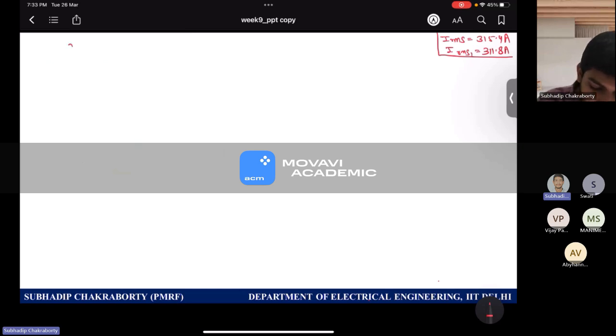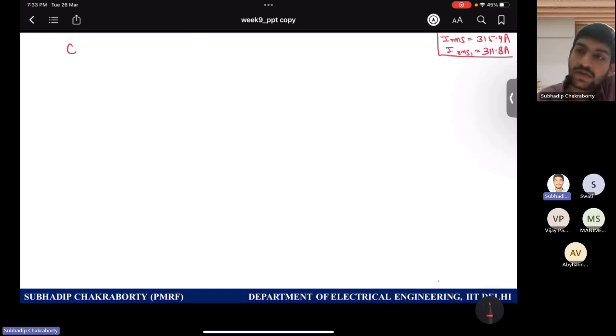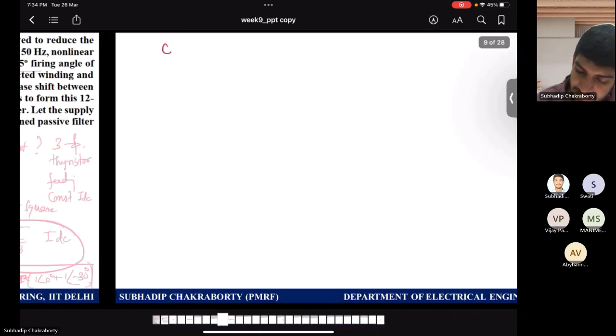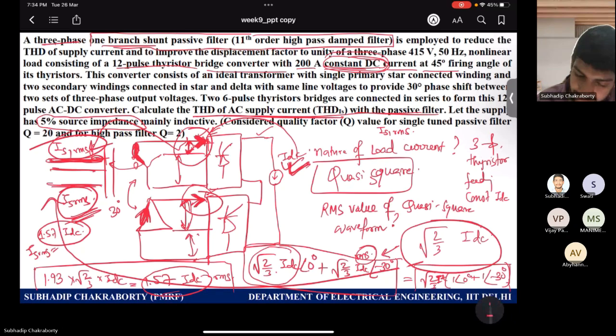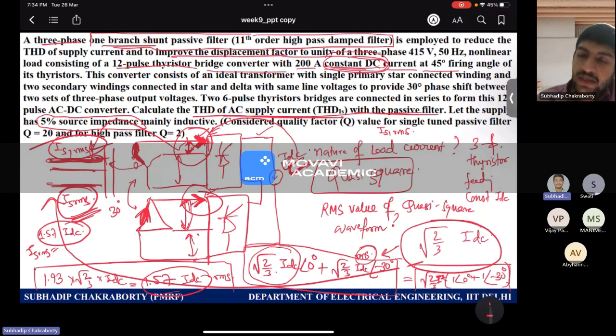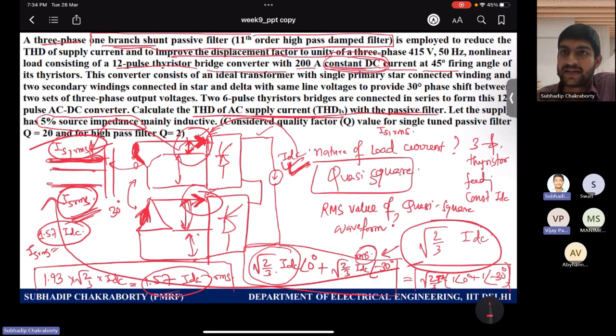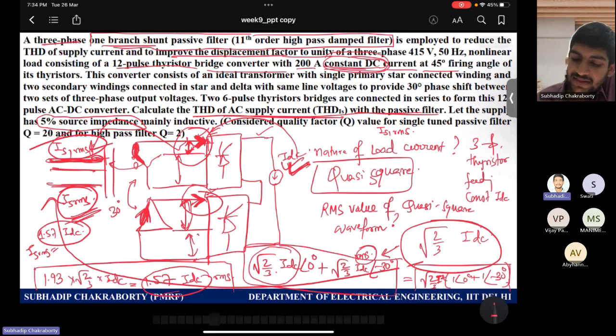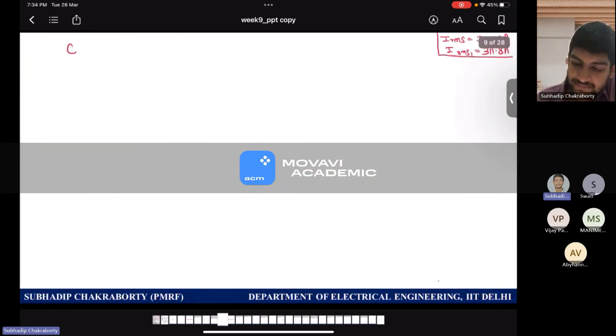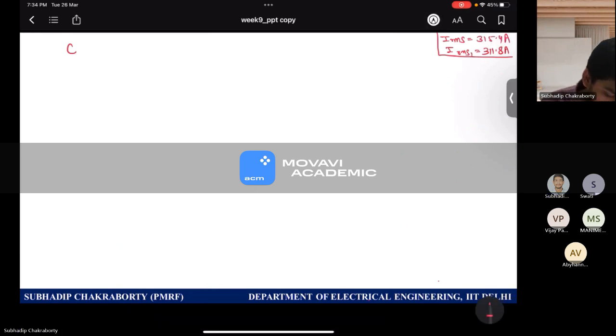So calculate what is the value of capacitance, because this branch is also providing reactive power compensation, right? If you read the problem, it says improve the displacement factor to unity. When they say displacement factor to unity, they inherently mean reactive power compensation, because there is no phase shift. What is displacement factor? Displacement factor is the cos of the angle between the fundamental of the voltage and current. So there should not be any phase shift, meaning reactive power compensation is already provided. So for that you need to calculate the capacitor value on a per phase basis.